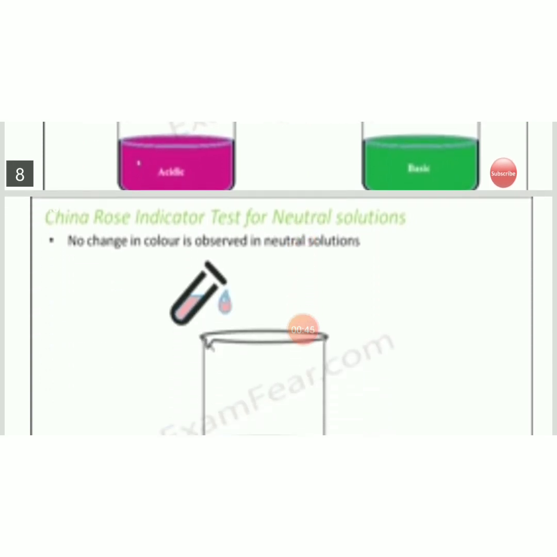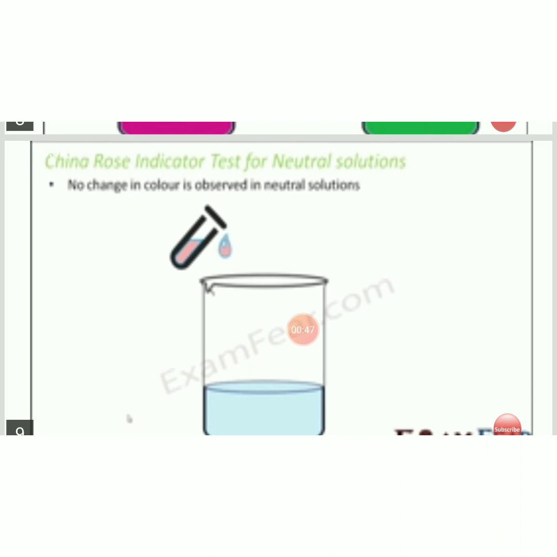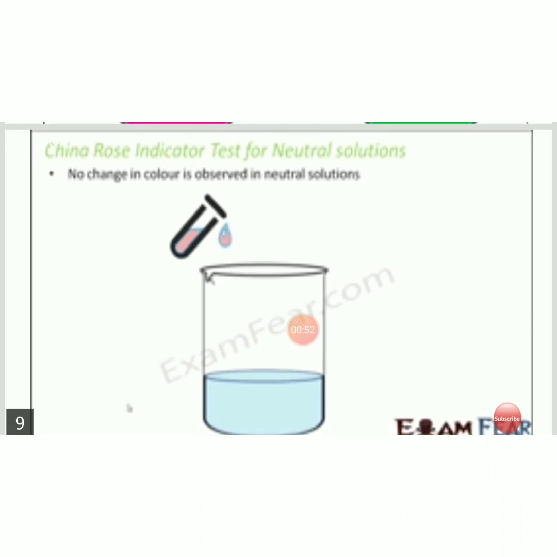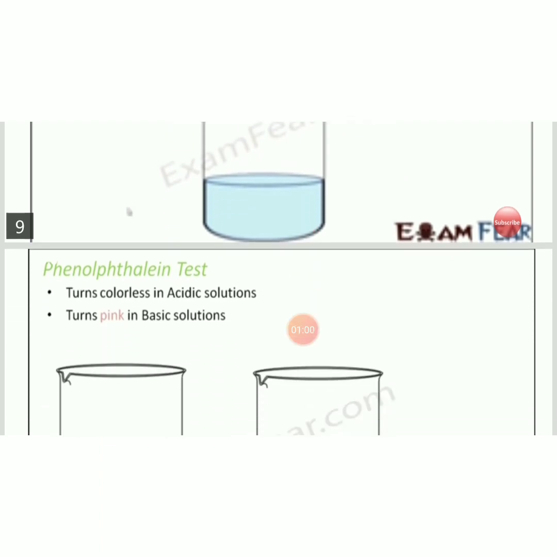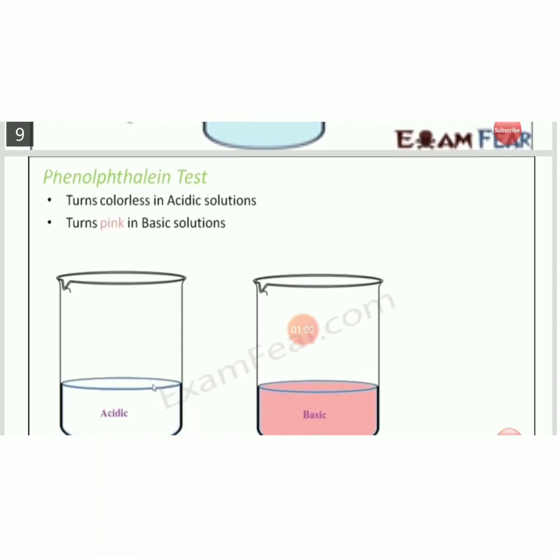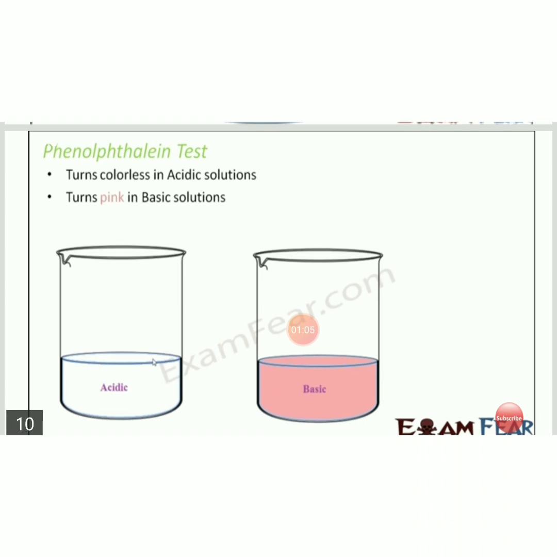Right? What about the neutral solution? No change in color is observed in the neutral solution, which means there is no color change when the China rose indicator is introduced in the neutral solution. No color change is there. So the next is the phenolphthalein indicator. This is a synthetic indicator. So what happens in case of phenolphthalein indicator? The phenolphthalein indicator turns acidic solutions colorless and it gives pink color with basic solutions.